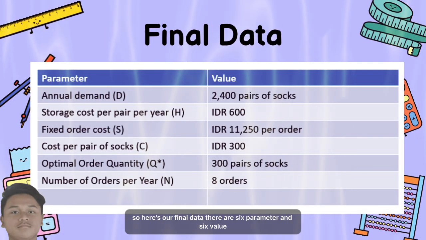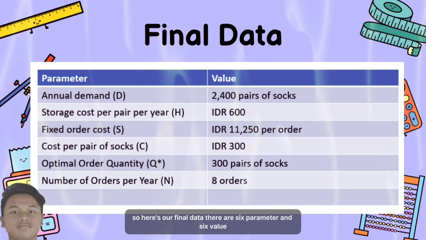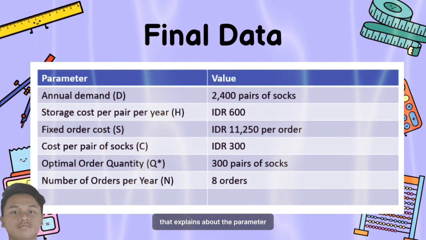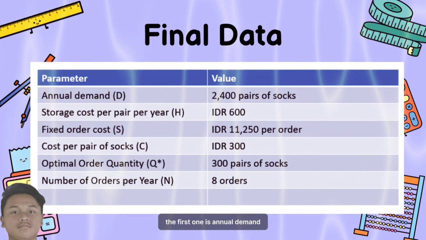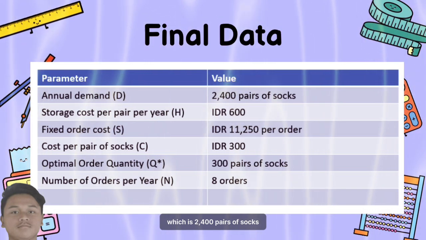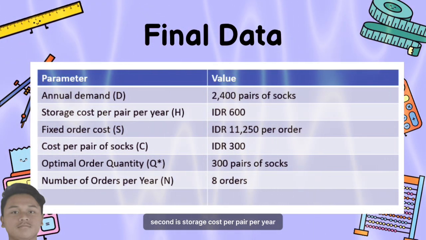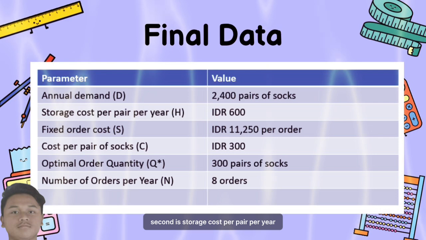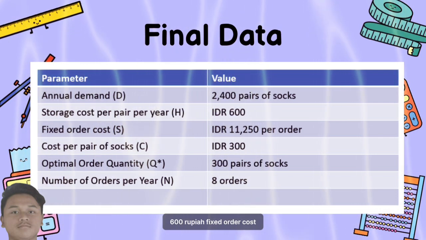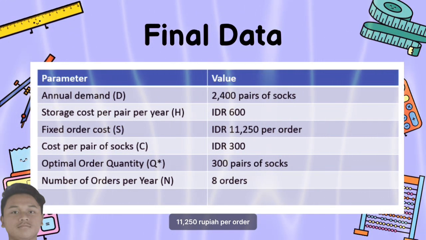So here's our final data. There are 6 parameters and 6 values that explain the parameters. The first one is annual demand, which is 2,400 pairs of socks. Second is storage cost per pair per year, 600 rupiah. Fixed order cost, 11,250 rupiah per order.